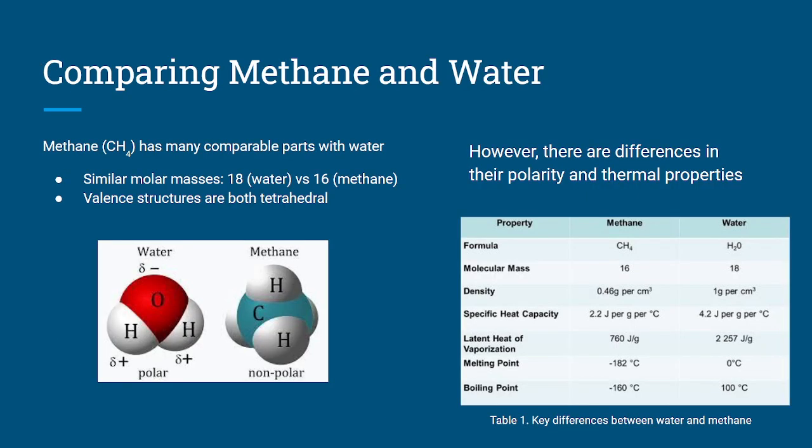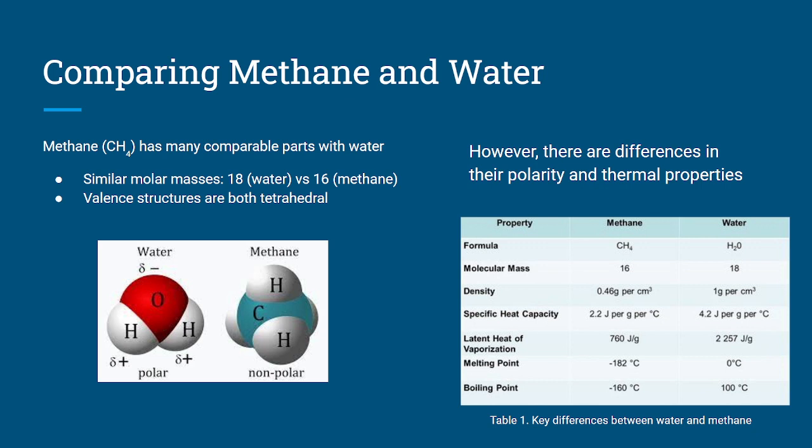We want to compare methane and water as they have two very similar structures. They have similar molar masses, 18 for water and 16 for methane, and the valence structures are both tetrahedral. However, we can see the differences in their polarity and thermal properties, as methane, CH4, is a nonpolar molecule and water is a polar substance.